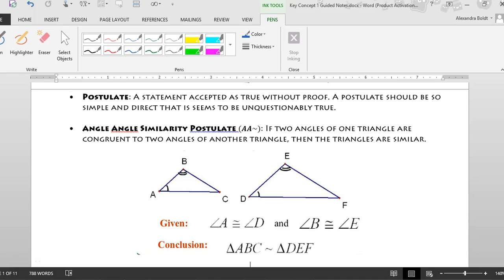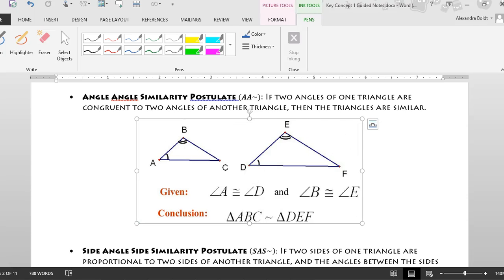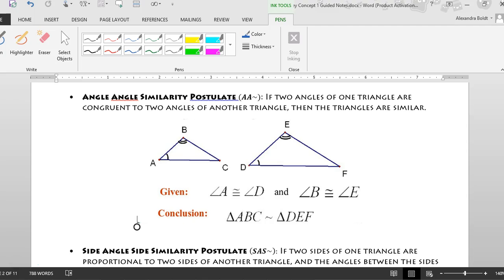So one of our postulates is the angle-angle similarity postulate: if 2 angles of one triangle are congruent to 2 angles of another triangle, then the triangles are similar. So if you can show that at least 2 angles are congruent, so angle A is congruent to angle D, and angle B is congruent to angle E, then I can say that these 2 triangles are similar. Not congruent, similar. They have the same shape, not necessarily the same size or in the same position. And that's again going back to that first thing I said, where similar figures have the same angles.